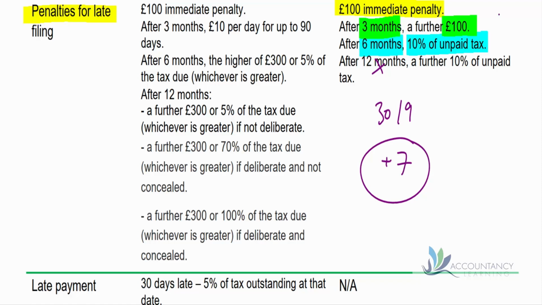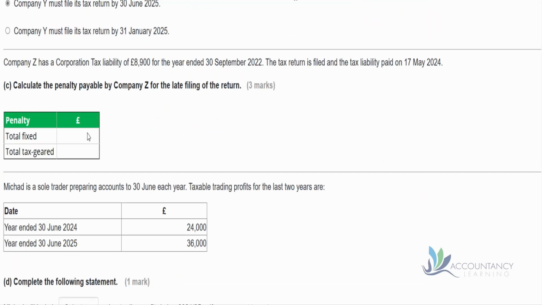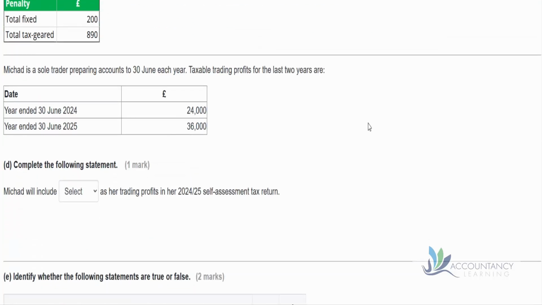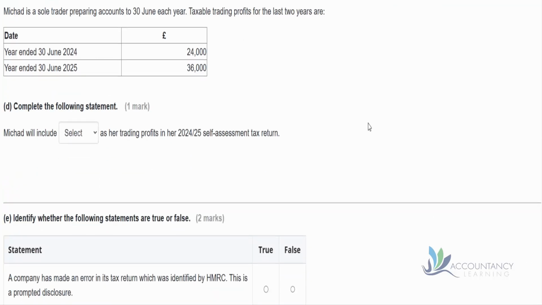So that means our total fixed amount, so we've got 2 lots of £100, so we've got a £200 fixed penalty, and then we also need to deal with our 10% of unpaid tax penalty as well. So the total fixed amount is £200, and then the tax geared amount, so it's 10% of the tax payable, so that's 8,900, multiplied by 10% is going to be 890. Okay, moving on to the next part.